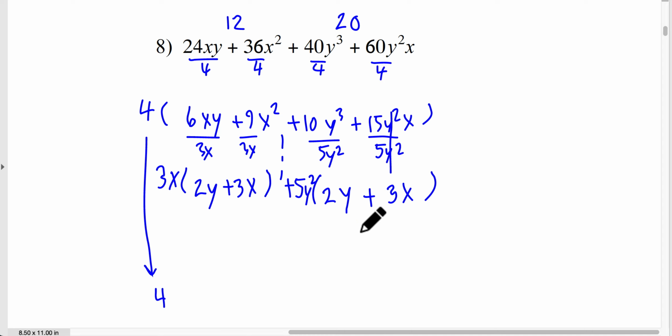If your parentheses are not the same, something's wrong with one of your GCFs or your division, so double check back. Once we got that common parentheses, we can bring it down. 2y plus 3. And then the next one is going to be 3x plus 5y squared.